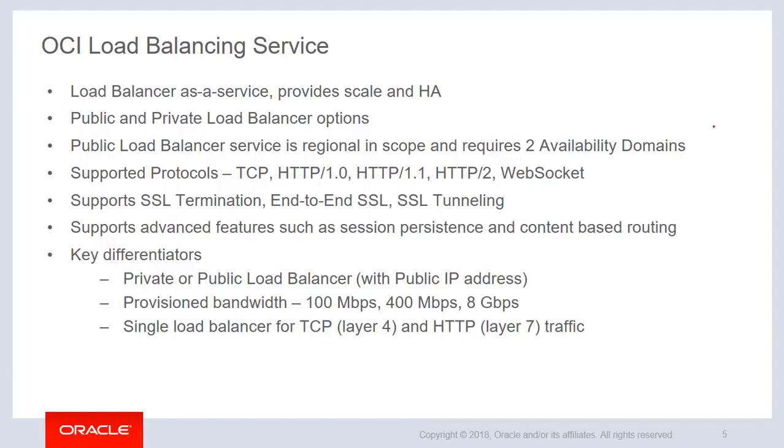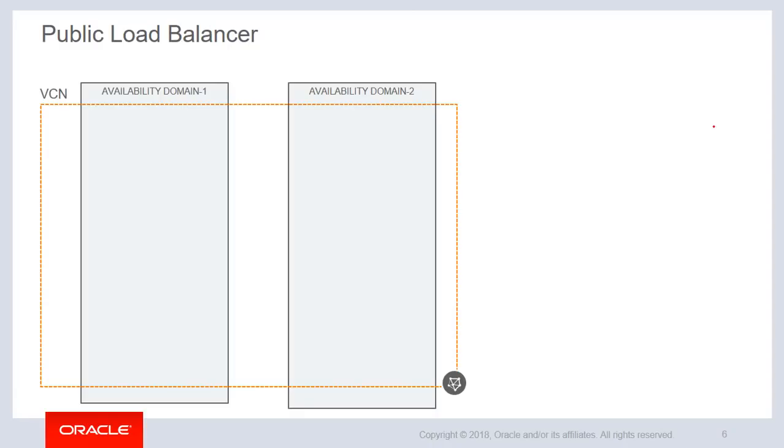And then we have a single load balancer for both TCP layer 4 and HTTP layer 7 traffic. So let's look at the public load balancer and some of the concepts which are involved with a public load balancer. As we have been seeing earlier, OCI has the concept of regions, and every region is comprised of 3 availability domains.